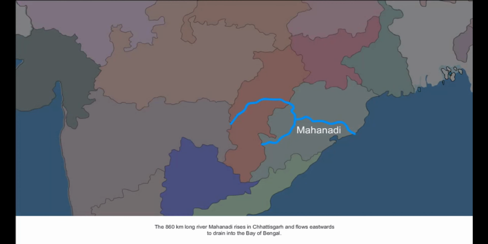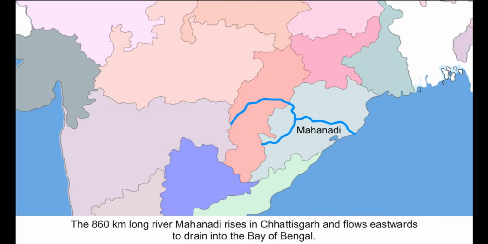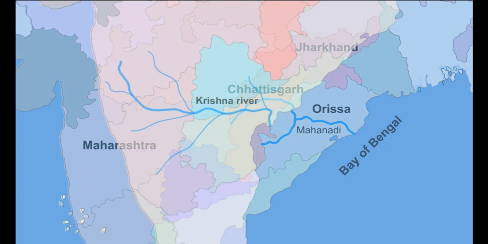Mahanadi Basin. The 860 kilometers long river Mahanadi rises in Chhattisgarh and flows eastwards to drain into the Bay of Bengal. Its drainage basin is spread into the states of Maharashtra, Chhattisgarh, Jharkhand and Odisha.